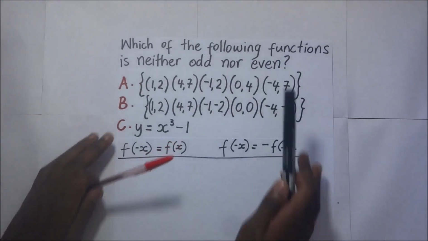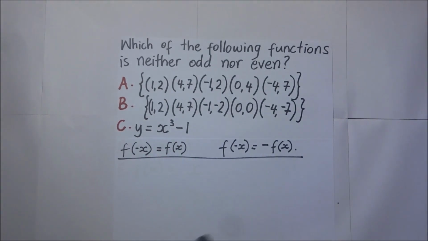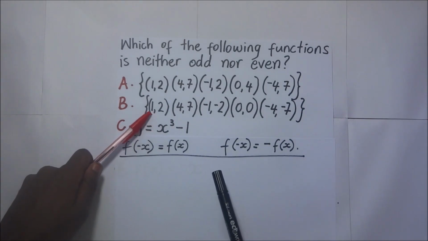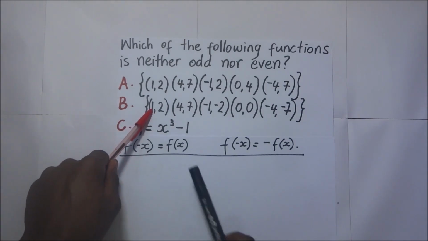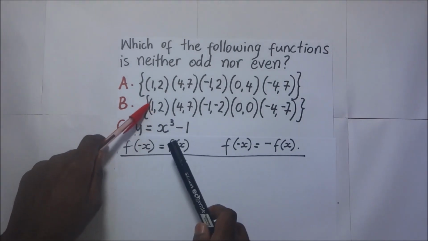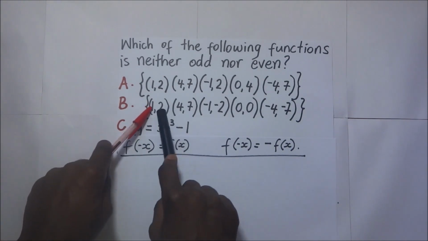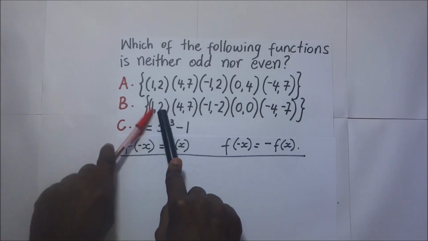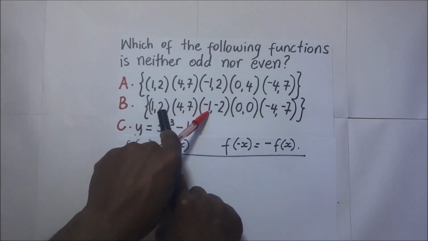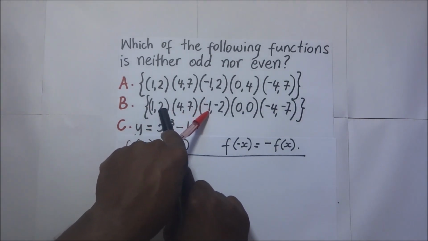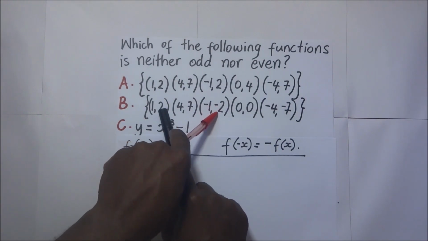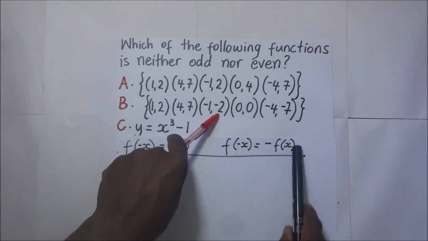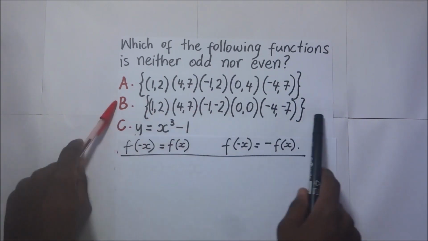Let's go to part B. If you look at the ordered pairs in B, when x is 1, we get 2 as the value of y. Now, instead of putting positive 1, when we put negative 1 in the place of x, we are going to end up getting a negative answer in the place of y, negative 2. So this satisfies this condition. This is an odd function.